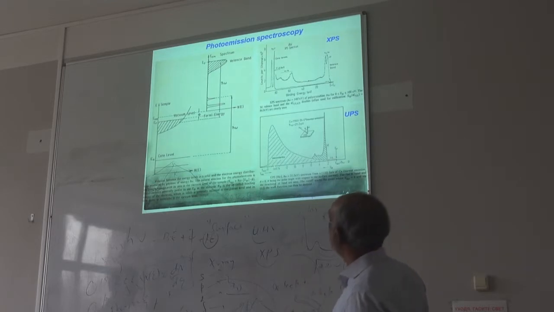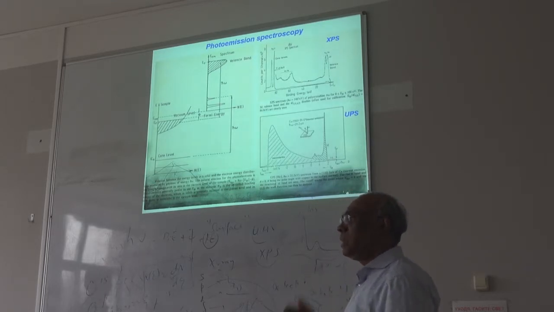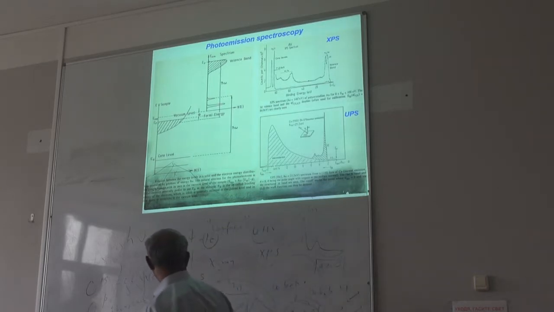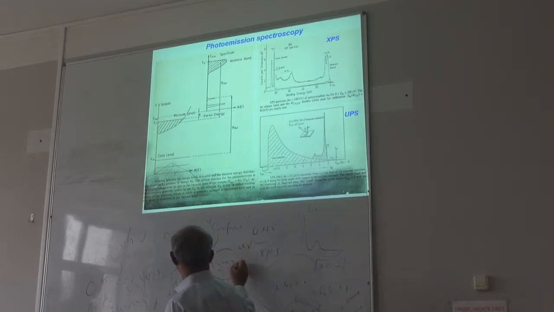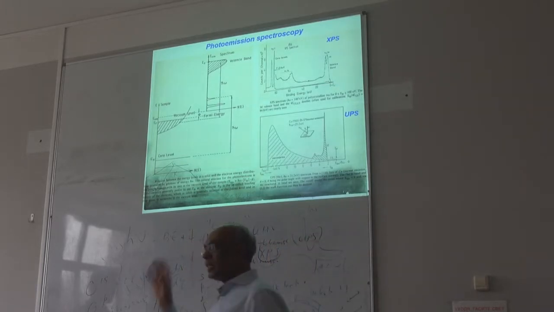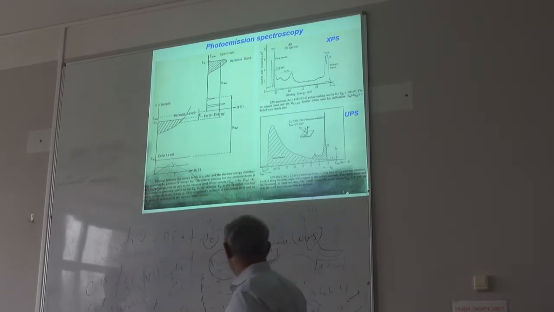So then, close to this XPS, there's another one called the UPS. UPS is, instead of X-ray, we are using ultraviolet light. So this is the X-ray photoemission, that is XPS. UV photoemission is for the UPS. So this is in the same instrument.